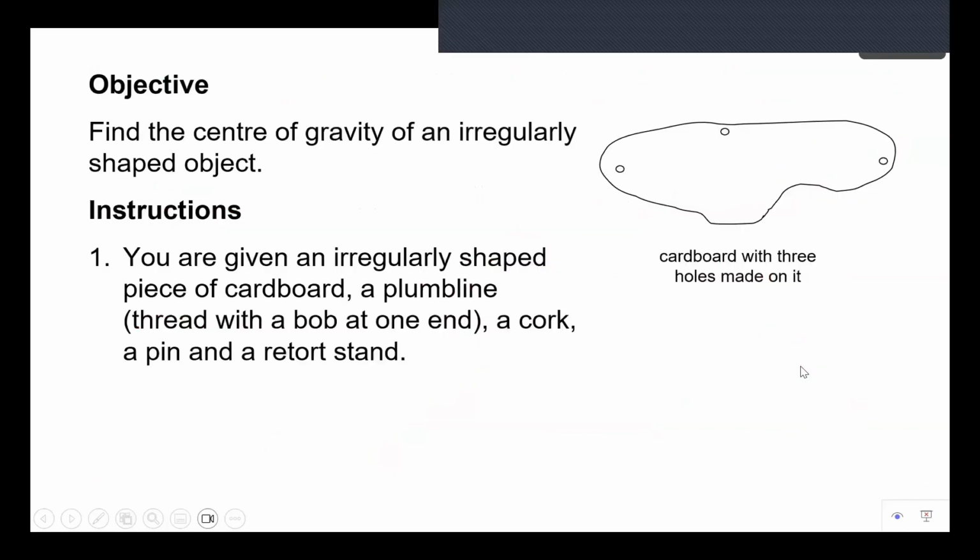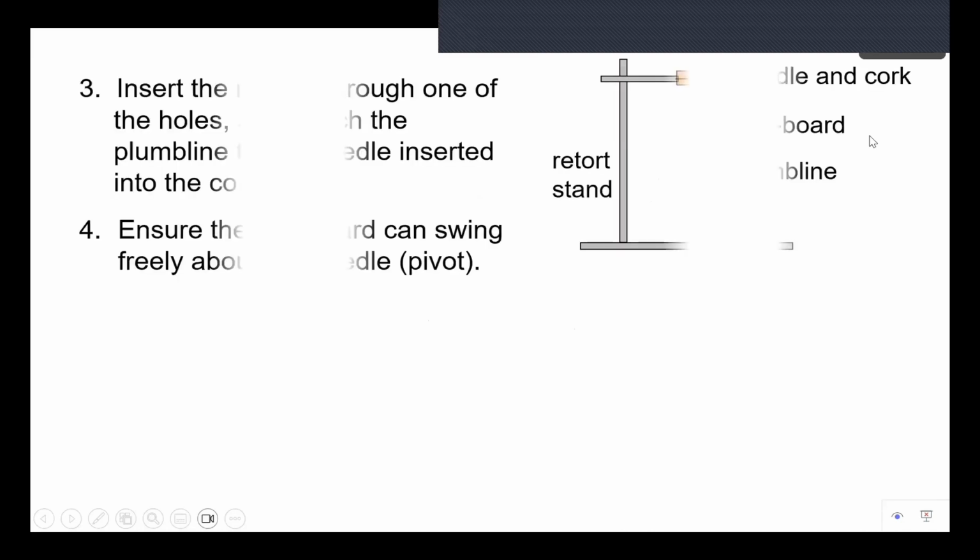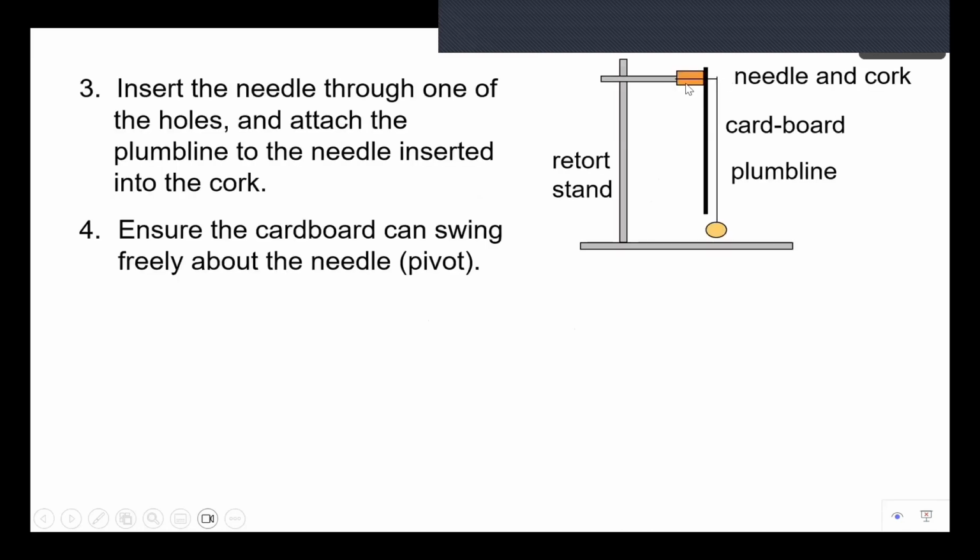So how do I find the center of gravity for an irregular shape object? Over here I have a cardboard that's irregular in shape. It's very hard for me to determine where is the center of it and therefore determine where is the center of gravity. So I usually have to conduct an experiment. First step, I need to make 3 different holes at different points on the cardboard. And then I am going to hang the cardboard onto this pin attached to a cord. And I need to ensure that this cardboard can swing freely.